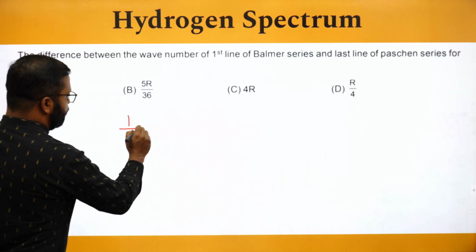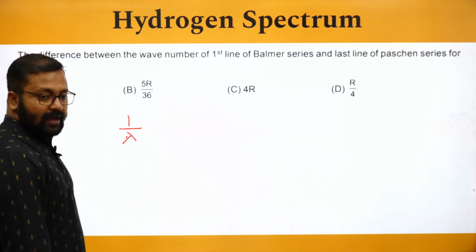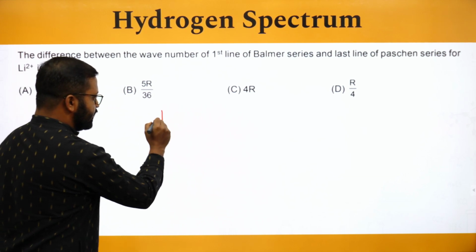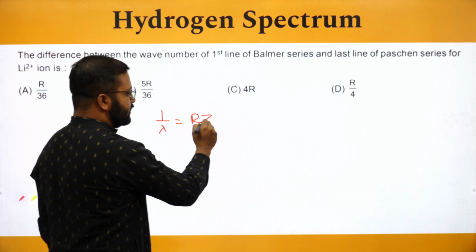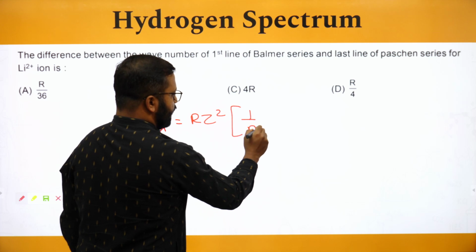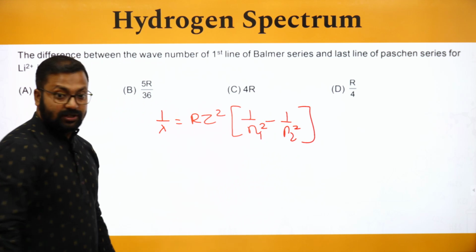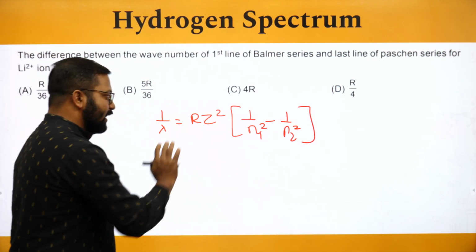So the first line of Balmer series will be written using the equation 1 by lambda equals R Z square times (1 by n1 square minus 1 by n2 square). I'll try to keep this value positive. That is one thing that I have to remember.